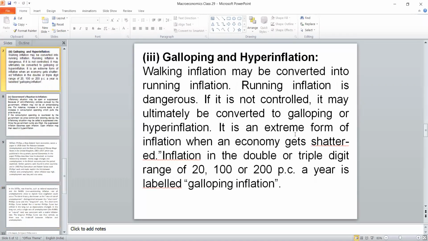And when it reaches 20 or more than 20%, it is called galloping inflation. Otherwise it is called hyperinflation. Up to 100 means it is galloping. More than 100 means 200 percentage of increase in price. Suppose 10 rupees is the price, and it sells for more than 20 rupees, that is 200% increase in price.